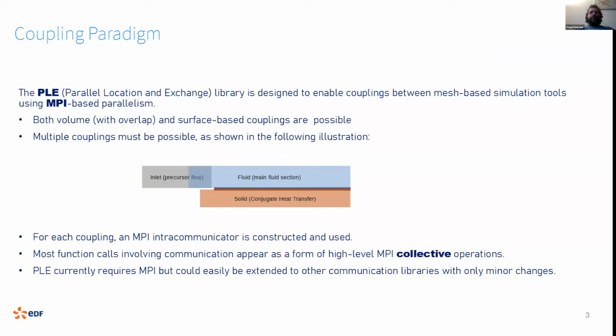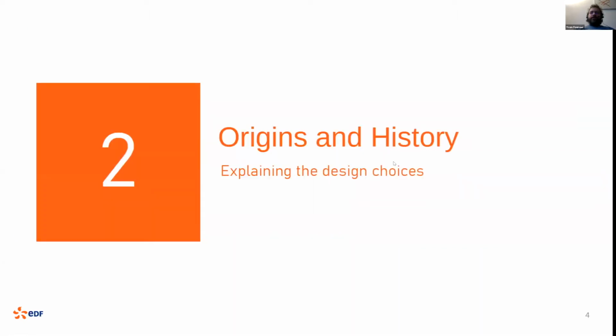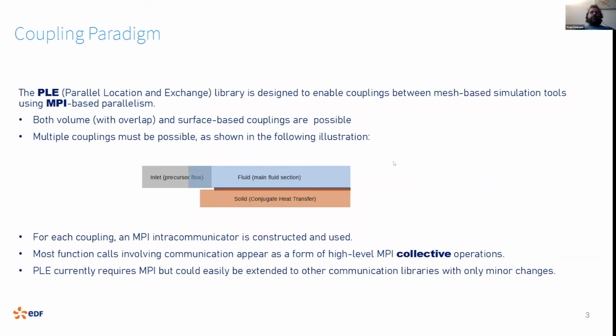There are quite a few similarities with the previous presentation. The paradigm we're trying to handle in PLE, the Parallel Location and Exchange library, is designed to enable coupling between mesh-based codes using MPI-based parallelism. So we can do both volume with overlap and surface-based couplings, and we need to handle multiple couplings. Like in the simple illustration, we could have an inlet for a precursor flow, a fluid domain, those with some volume overlap, and a boundary exchange for conjugate heat transfer.